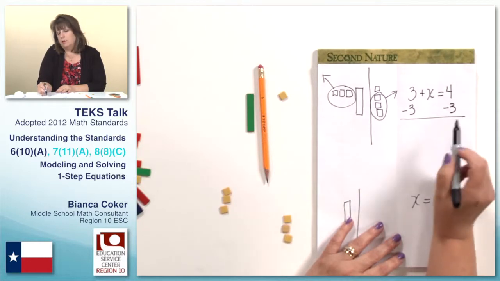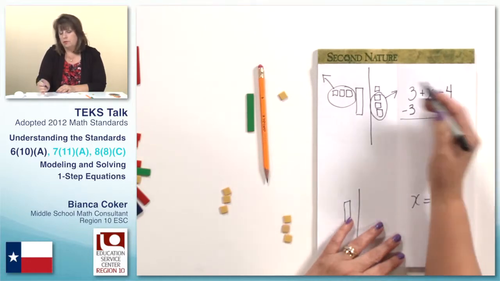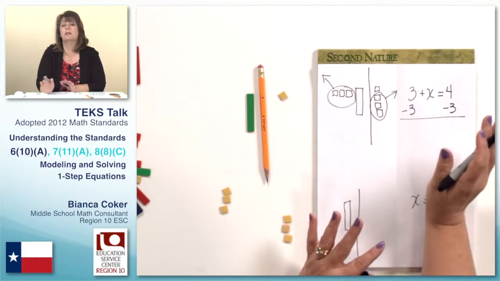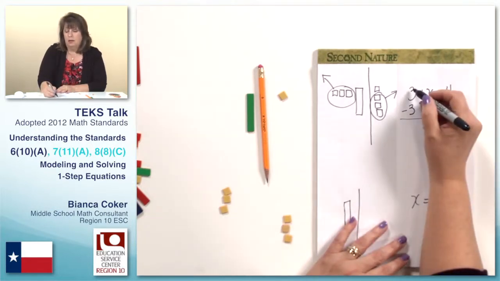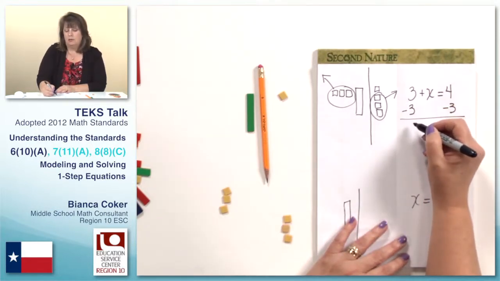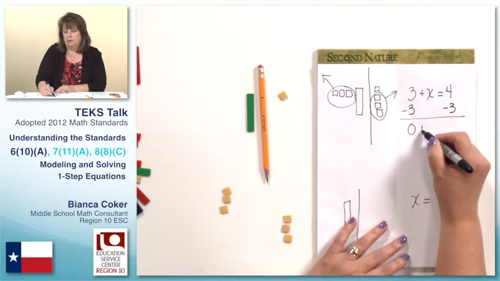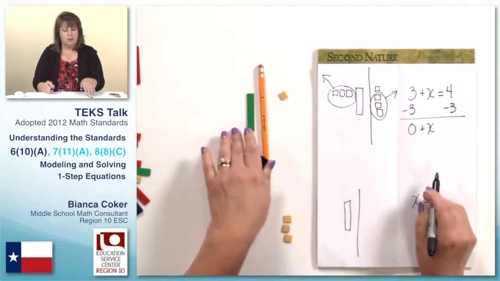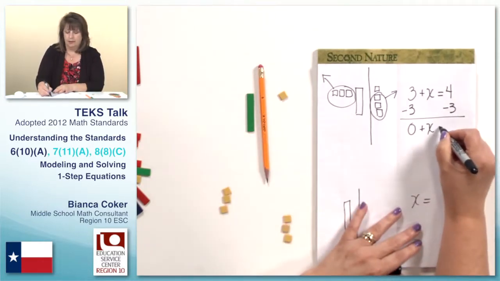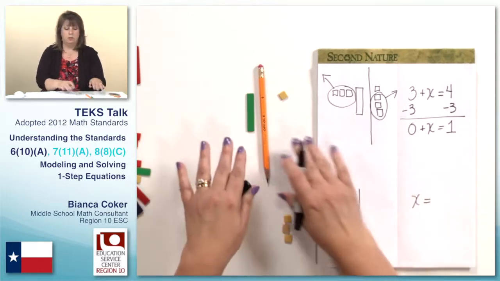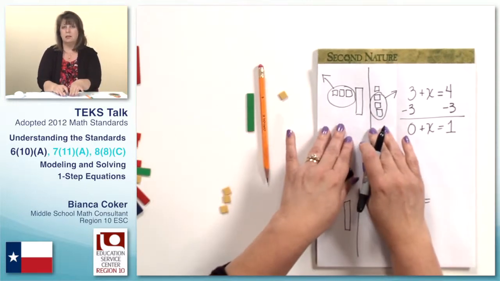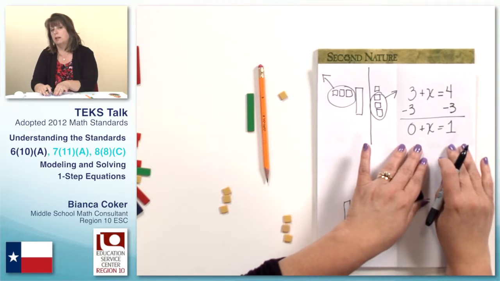And I like to draw a line. A lot of controversy over how you represent this. It's up to you. 3 take away 3 is 0 plus x, and isn't that what I had left over here, equals 1. Do we agree that this matches this picture, matches this symbolically?